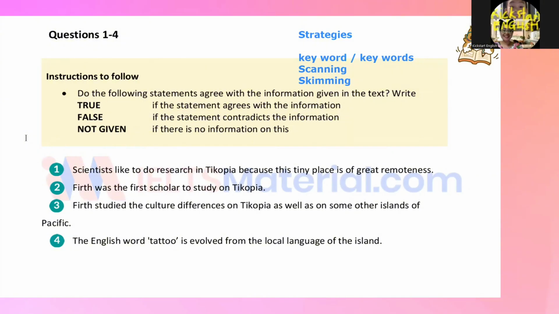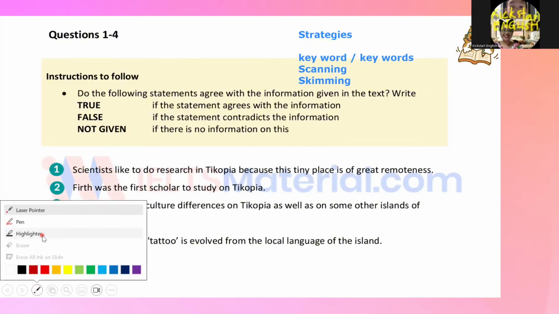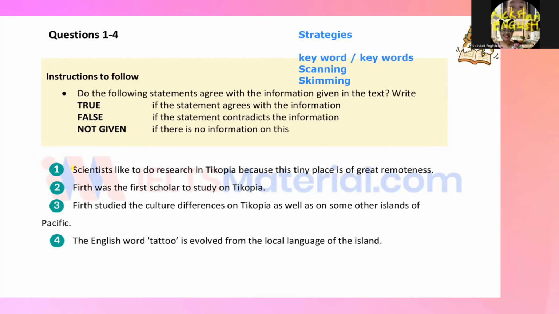So let's find out some keywords in the first sentence. The first sentence is, scientists like to do research in Tikopia because this tiny place is of great remoteness. The first keyword is the doer of the sentence, the subject, which is the scientist. Then the action, which is do research. And the place, of course, Tikopia. And the reason, this tiny place is of great remoteness.